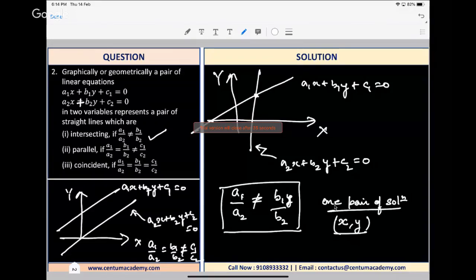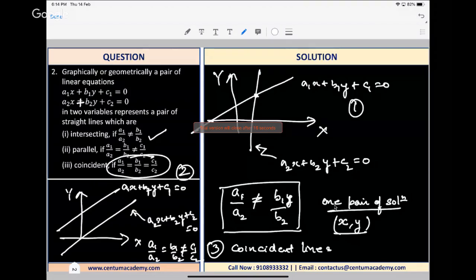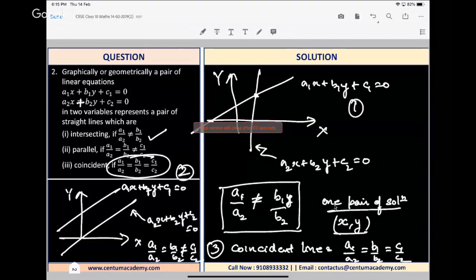So this is for parallel lines, and this is case number 2. Case number 3 is coincident lines, that means overlapping lines. For coincident lines, all the ratios must be equal: a1 by a2 is equal to b1 by b2 is equal to c1 by c2. This is our linear equation consistency criteria.